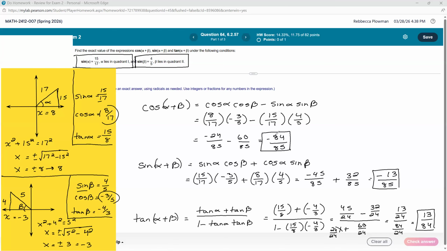Which you see if you took this sine alpha plus beta and put it over cosine alpha plus beta, would have left us with a 13 over 84.